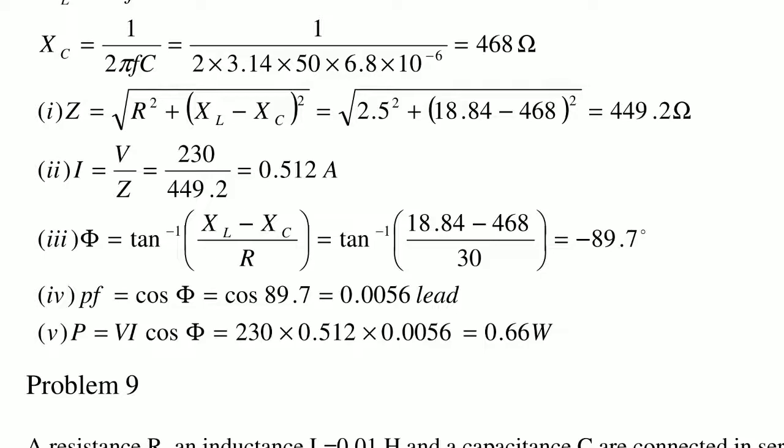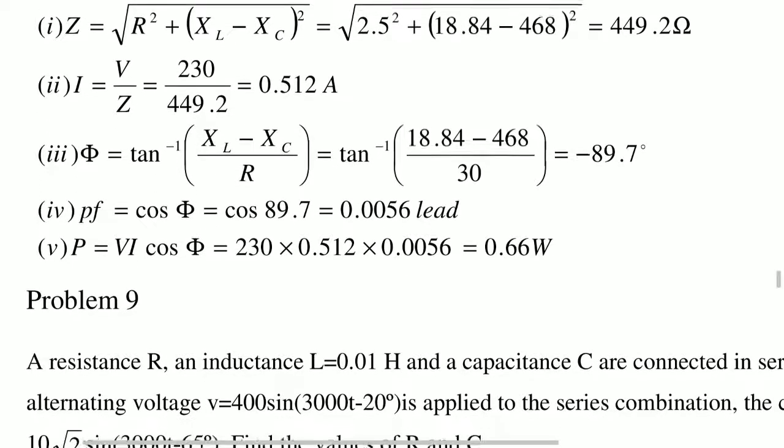Now P is equal to VI, the power. The fifth one is power. How can we calculate the power? Power is equal to VI cos phi. V is 230 volts, I is 0.512, and cos phi is 0.0056 leading. The calculated value is 0.66 W. Here the power consumed in the resistance is 0.66 watts.